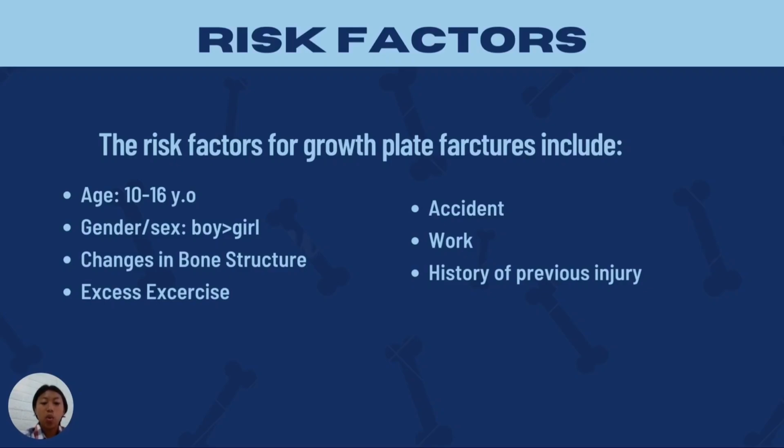This is because boys grow more slowly than girls, who finish growing earlier. Next is changes in bone structure. Changes in bone structure make bones brittle, for example, osteogenesis imperfecta or Paget disease. Next is excess exercise. Growth plate fractures are common in competitive sports such as soccer, basketball, or gymnastics.